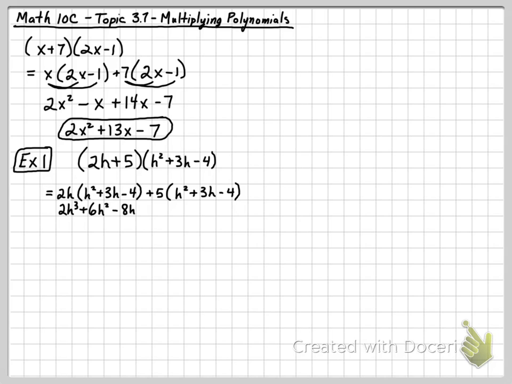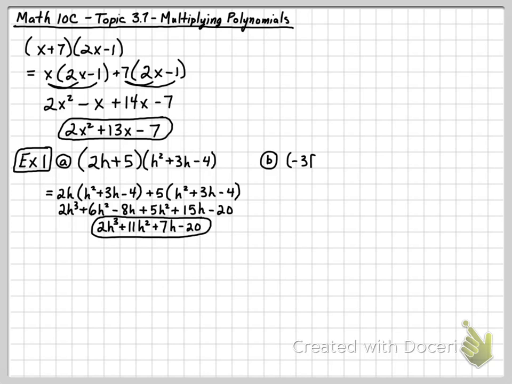And now to move on to the second bracket, 5 times h squared is 5h squared. Positive 5 times positive 3 is positive 15h. And positive 5 times negative 4 will be minus 20. Now just to gather the like terms, we're going to have 2h cubed. And now I've got 6h squared plus 5h squared would be 11h squared. Negative 8h's plus 15h's would be plus 7h's. And a minus 20 on the back end. That was A. Let's look at B.